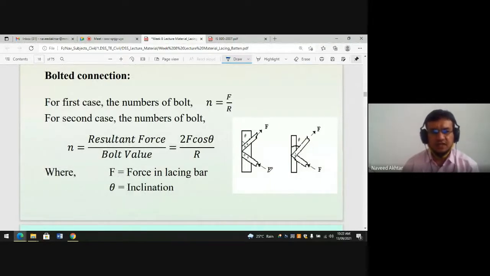In a bolted connection, the number of bolts N is equal to F upon R, force upon R, where R is the bolt value. We have already learned the bolt value in Unit 1. Bolt value is the minimum of shearing strength and bearing strength of the bolt. So N is equal to 2F cos theta upon R, where F is the force in the lacing bar and theta is the angle of inclination.